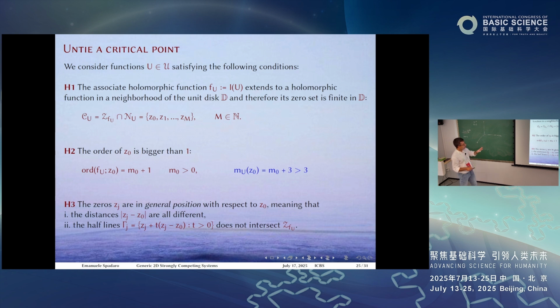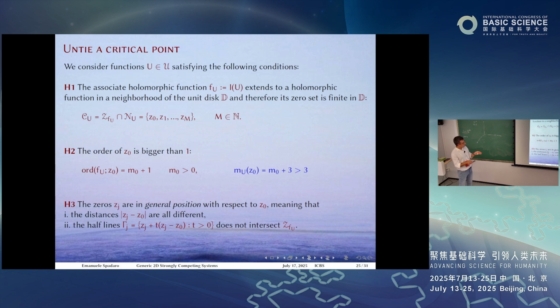So generically you can be in a simplified setting. So you may have finitely many zeros for your ops differential. Your ops differential may have a holomorphic extension in a neighborhood of your domain, and assume you would like to split one point z0 where the order is bigger than 1. So you reduce the order by 1. And by a conformal transformation using the Mobius group, you may assume that the zeros are in general position, which means they are not aligned and they have different distances from z0.